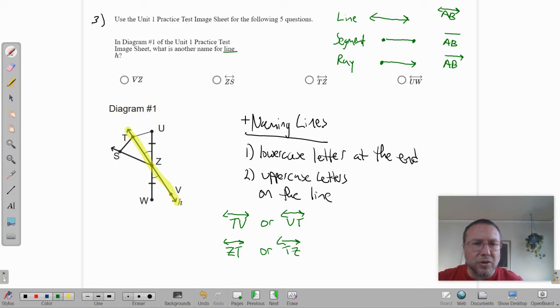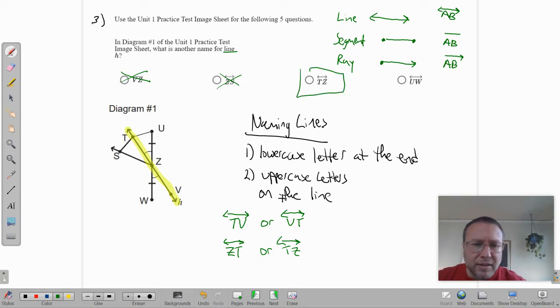Now let's see if one of those is there. By the way, I could rule out this one right away because it doesn't have the arrows on either end. So it's a line, and that's saying that it's a segment. That's not true. Look at ZS. ZS is going off in this other direction, so that's not even on the right thing. So I could rule that one out. TZ, that's what I'm thinking it is. And then let's look at UW. UW is the other line that's here, right? So then my correct answer would be TZ.